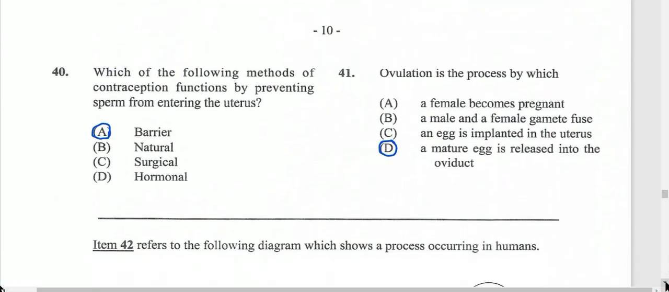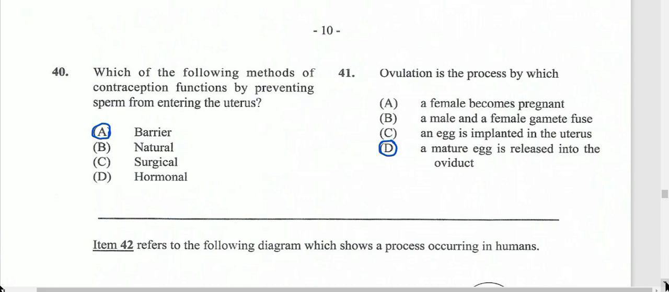40. Which of the following methods of contraception functions by preventing sperm from entering the uterus? This is going to be very easy. Barrier. You're preventing something, so you're going to use the barrier, not the natural, not the surgical. The surgical depends on which of the surgical. This is another tricky one.